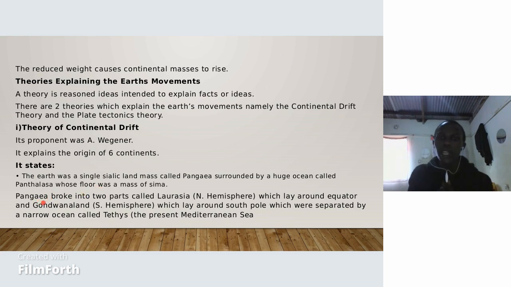Then this Pangaea later broke into two parts called Laurasia, the northern part, which lay around the equator, and Gondwanaland, the southern part, which lay around the South Pole, which were separated by a narrow ocean called Tethys, the present Mediterranean Sea.